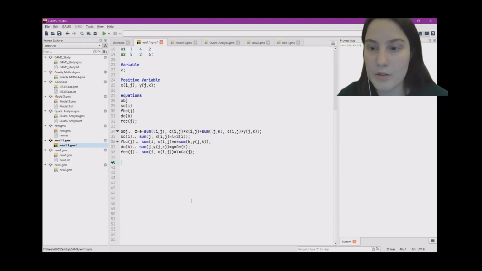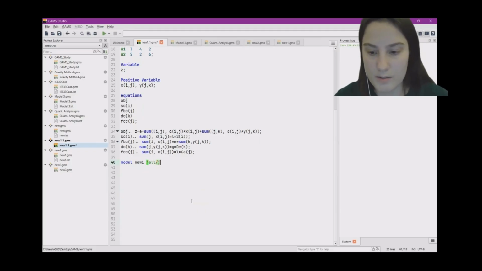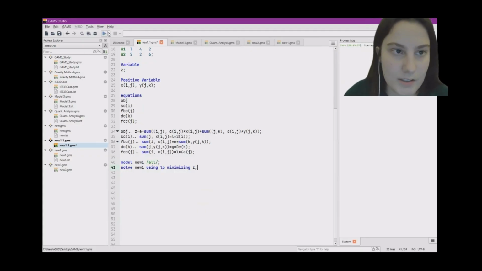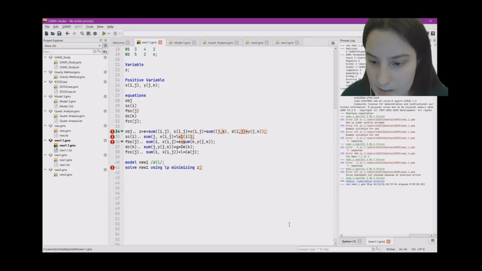Okay, and now that we're done with the constraints, we have to solve. So we're going to say model, let's say new one and all, and then we're going to solve this using LP minimizing. What are we going to minimize? We're going to minimize Z. Okay, hopefully there's nothing wrong. There is something wrong. Let me look at it.